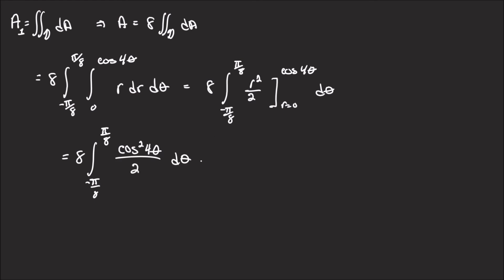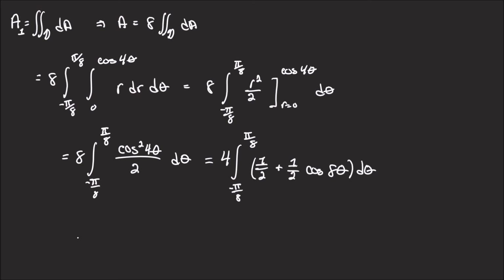And if you go and plug this in, I'm actually going to do this one out by hand because this is not too long. So we'll get 4 times the integral from minus pi over 8 to pi over 8 of 1/2 plus a half cosine of 8 theta d theta. That's using one of the trig identities.